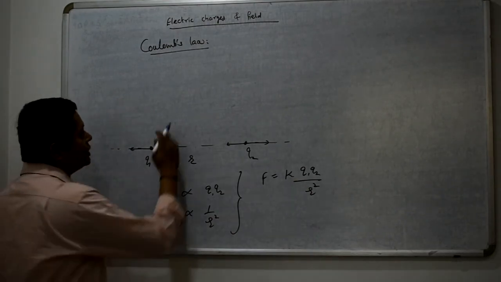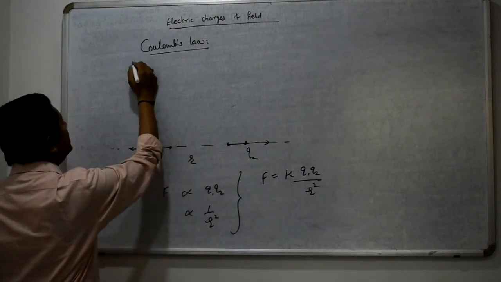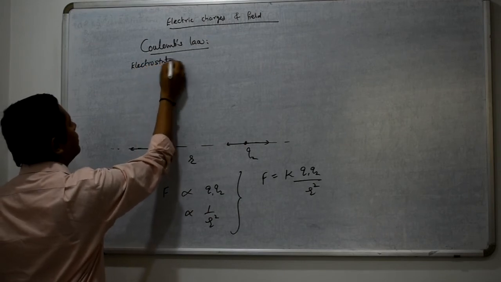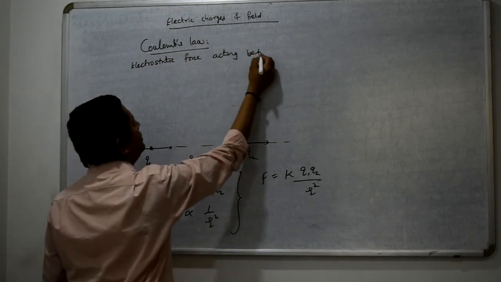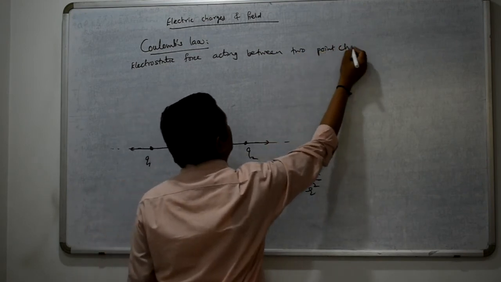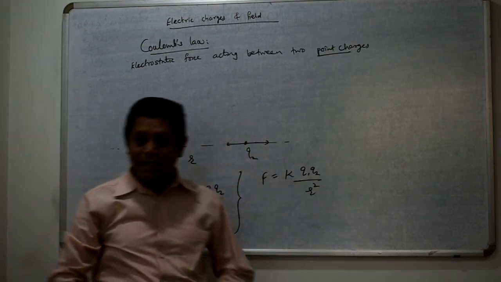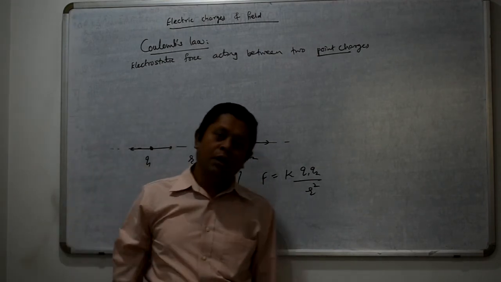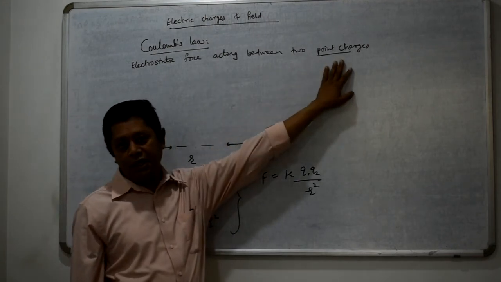So, if you write the statement of this law according to this relation, you can write: the electrostatic force acting between two point charges. This is the important word here, point charges. Point charges means that compared to the magnitude of the charges, the separation between the charges is much, much larger. What is the reason? This law is applicable only and only for point charges.